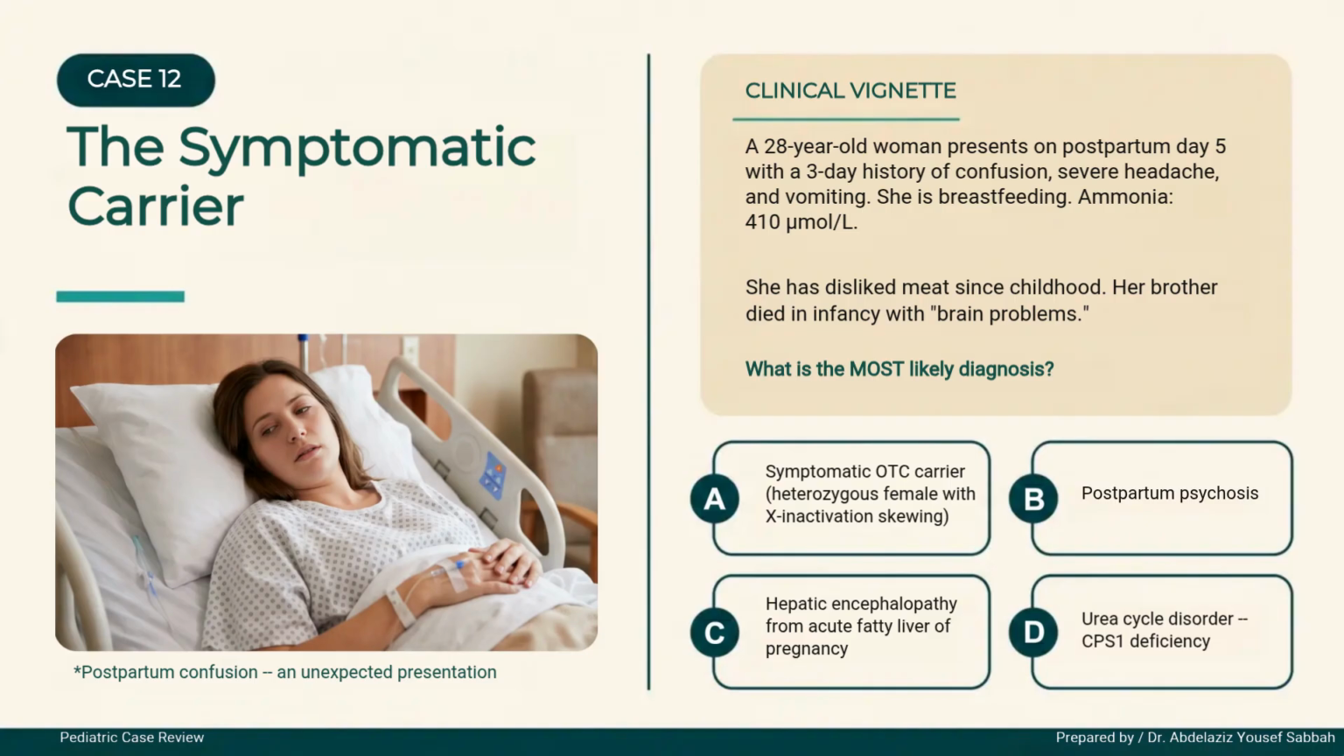Case 12. A 28-year-old woman on postpartum day 5 with 3 days of confusion, severe headache, and vomiting. She's breastfeeding. Ammonia 410. 2 history clues. She's disliked meat since childhood, and her brother died in infancy with brain problems. What's the most likely diagnosis?